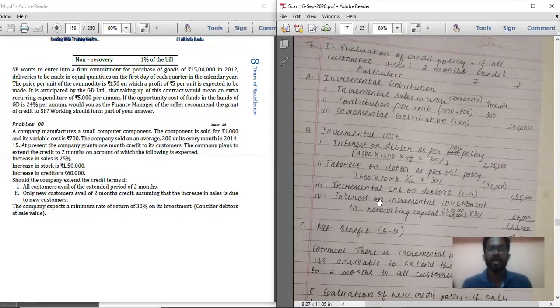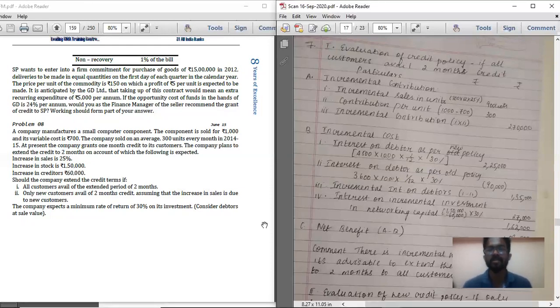Take down problem number 8. Statement number 1: Evaluation of credit policy. First we'll do the first situation, that is, all customers availing the extended period of 2 months. If all customers avail 2 months credit.